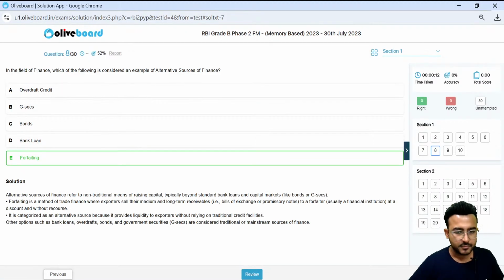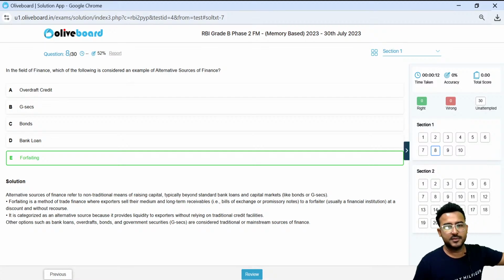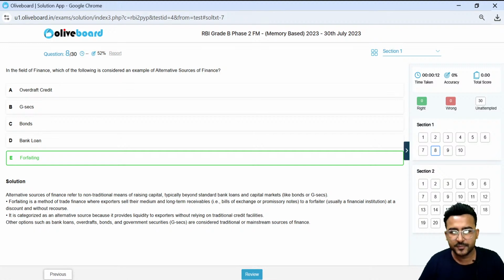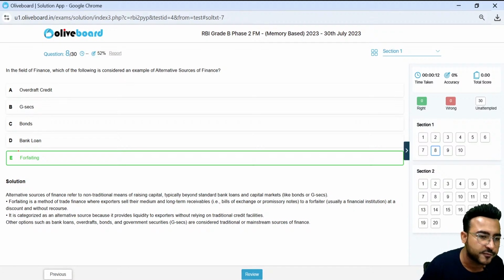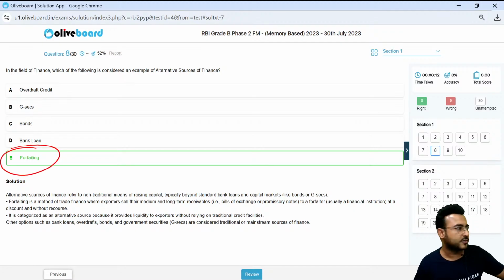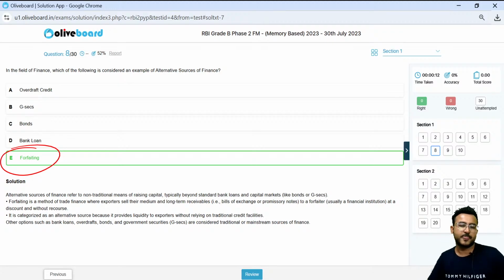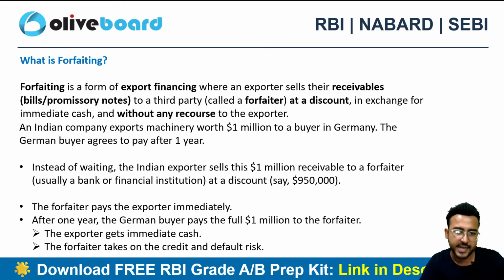Right? And what is forfeiting, guys? Nothing but when an exporter, let's suppose I am in India, Rahul is living in USA, so I have exported a machinery to Rahul. The amount is 1 lakh rupee, but Rahul will be paying me the money after 6 months, say for example. Now I am in immediate need of money, I want that money, but Rahul will be paying me after 6 months. So what I can do is I can go for forfeiting. I'll just discount my bill with a forfeiting company here, right?